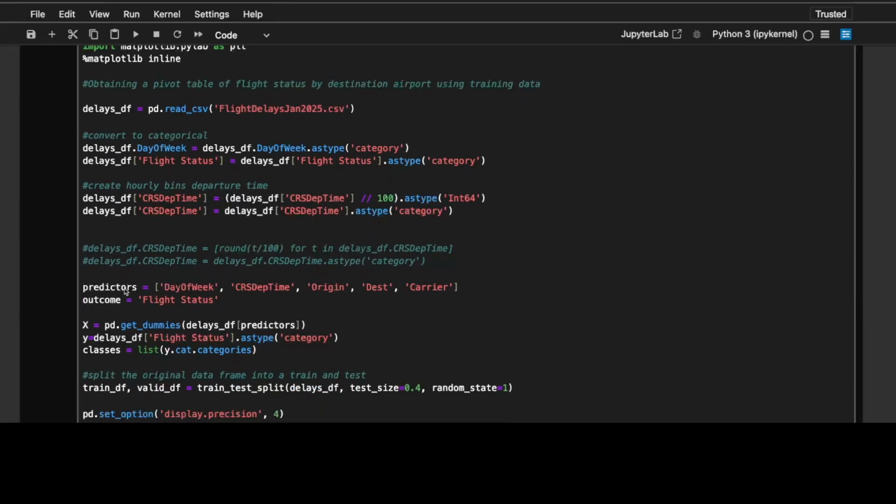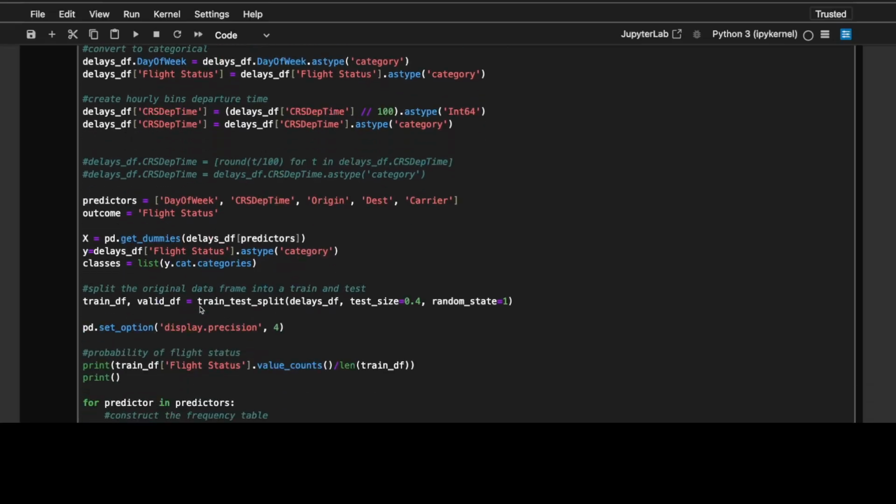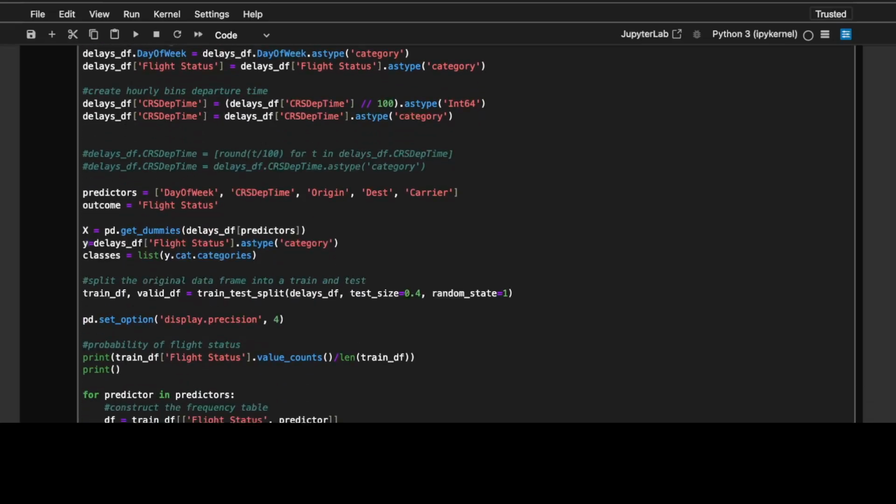Next, we define our predictors and outcome. Our 5 predictors are day of the week, departure time, origin airport, destination airport, and carrier. And our outcome is flight status, which is either delayed or on time. Now we use pd.get_dummies to convert categorical predictors into binary indicator columns. This creates columns like carrier_DL for Delta, carrier_AA for American Airlines, or origin_BOS for origin in Boston, and so on.